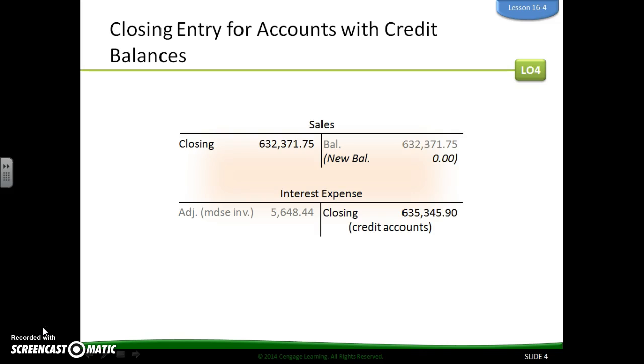Okay. So the closing entries for accounts with credit balances, as we look at sales, you can see the closing entry is going to be over on the debit side because we had a balance on the credit side, so that the new balance for sales zeroes out. Okay, so we start with the 0 balance then in our next accounting cycle. Our interest expense puts a closing entry on the credit side, okay? And we made an entry for merchandise inventory.